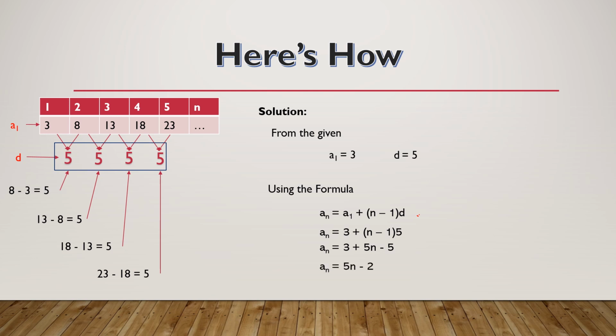Then 3 minus 5 is negative 2. Therefore, we can say that the a sub n, or the last term, or the nth term of the formula, is 5n minus 2. So the nth term of the sequence is 5n minus 2.